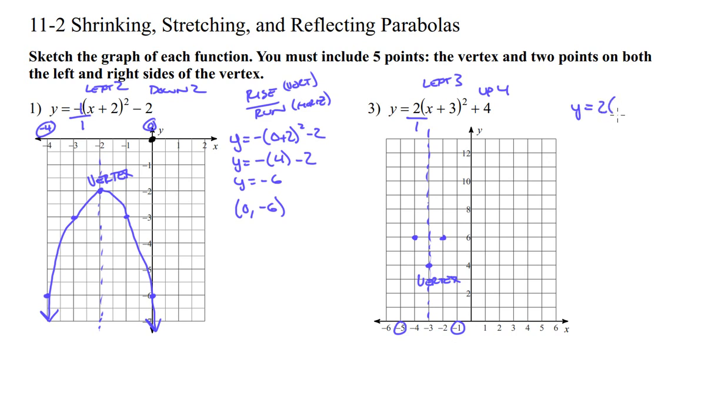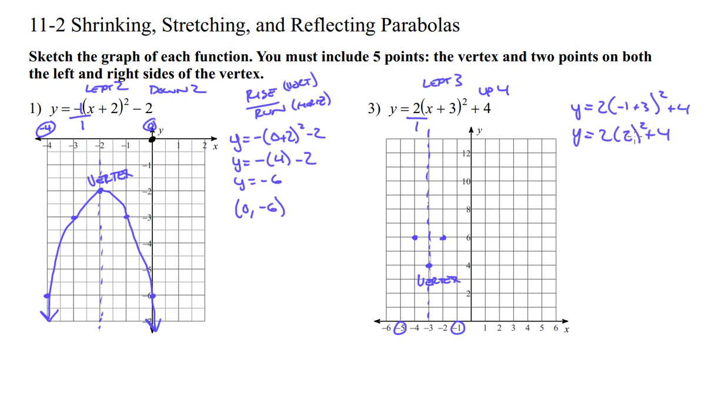So I'm going to go 2 times (-1 plus 3) squared plus 4. So we get y equals 2 times (-1 plus 3 is 4). Sorry, no, it's not. It's 2. I was squaring it already. 2 squared plus 4. Now, super important order of operations.